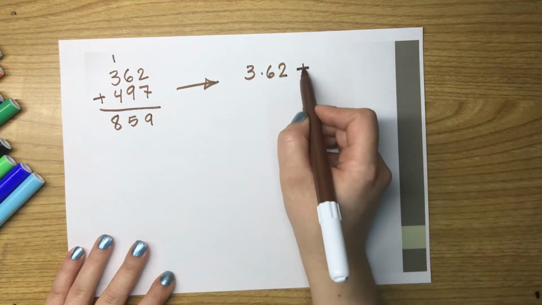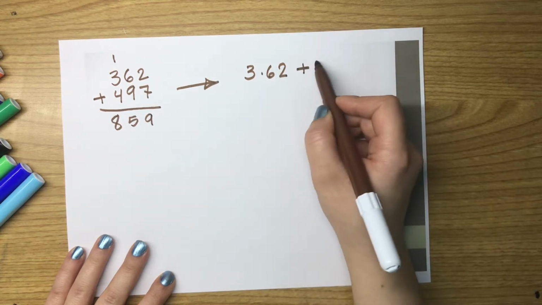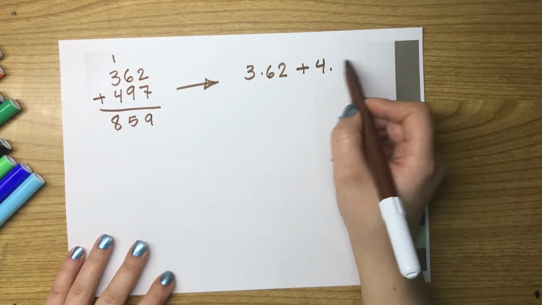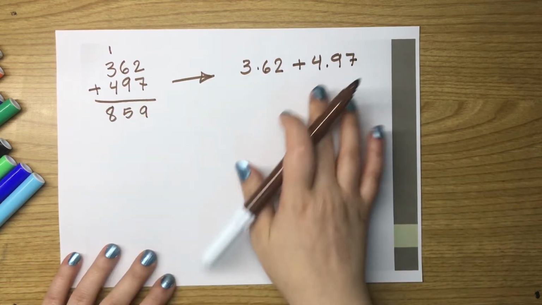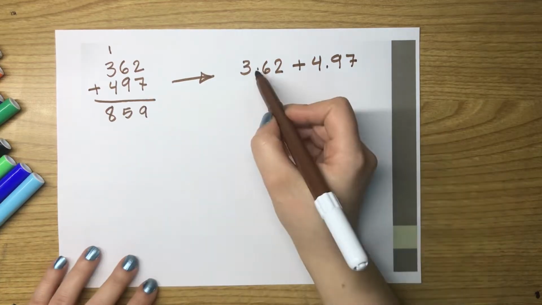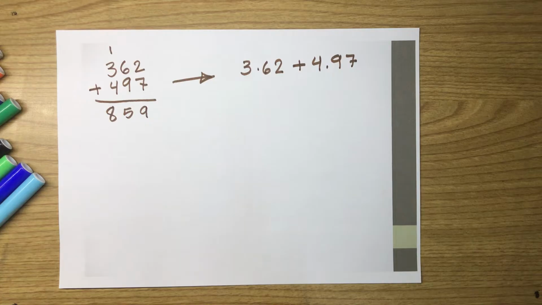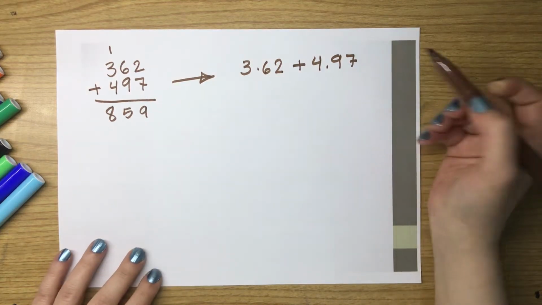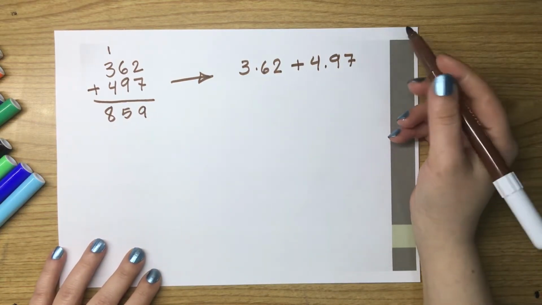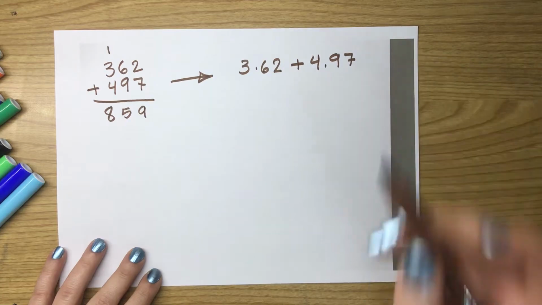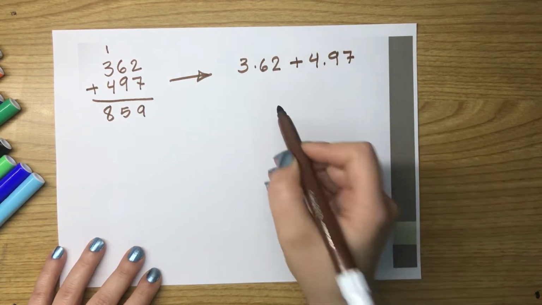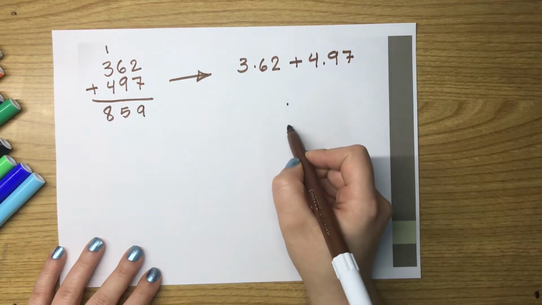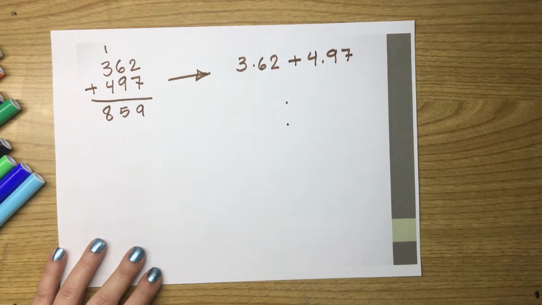Now, if we try another example, such as 3.62 plus 4.97. Same digits, but different values because we put a decimal point. When you get examples like these, the first thing you have to take care of is to put the points of these numbers upon each other. This is a very important step.